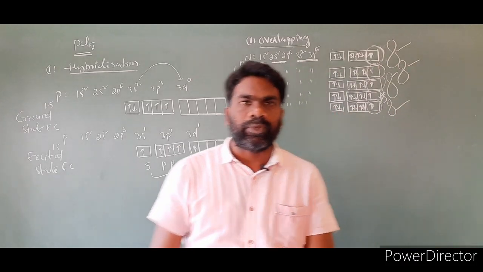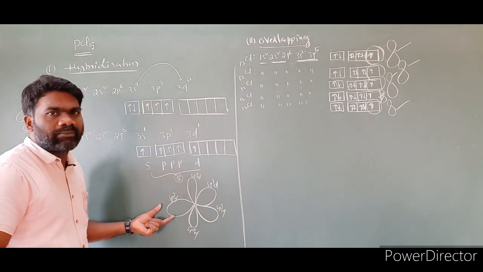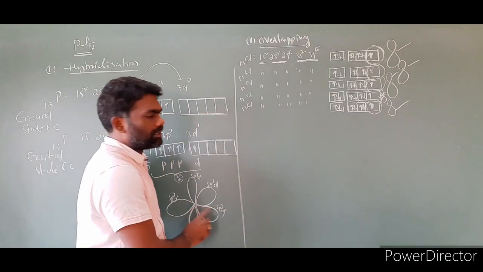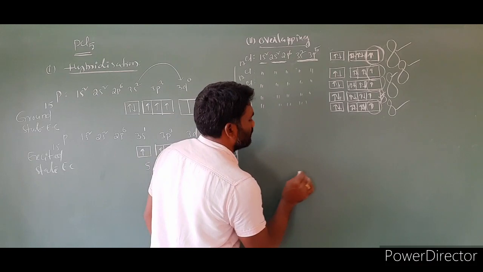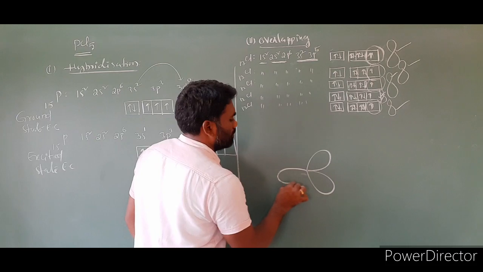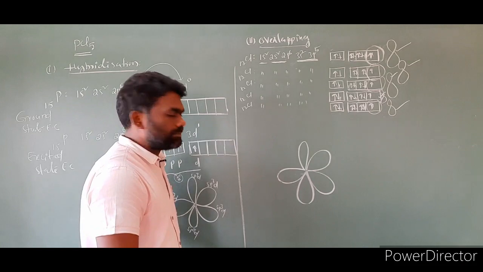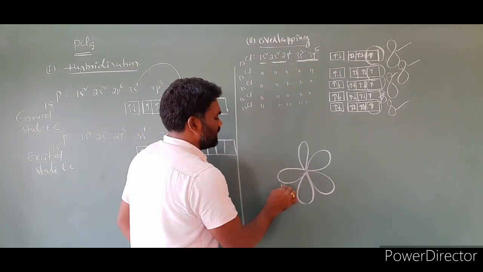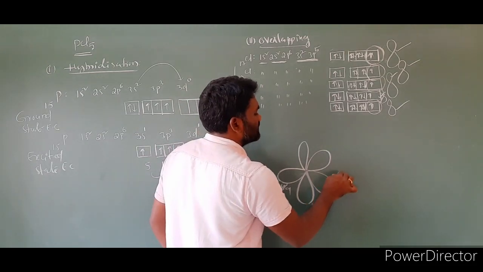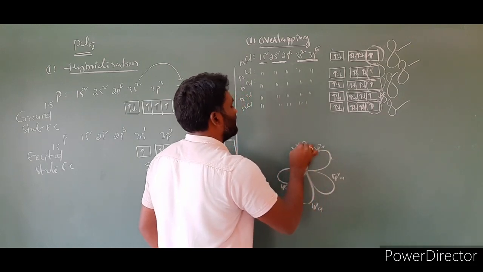Totally we have to take 5 p orbitals, and these 5 p orbitals overlap with the sp3d hybridized orbitals of phosphorus. Then I am taking the first sp3d hybridized orbital of phosphorus. These are sp3d hybridized orbitals of phosphorus. We have to label it: this is sp3d, this is sp3d, and this is another sp3d hybridized orbital.